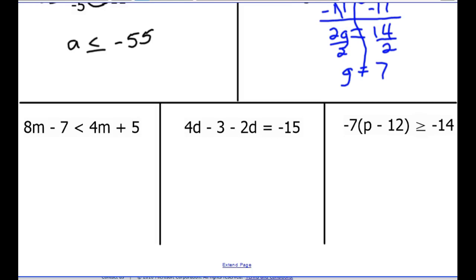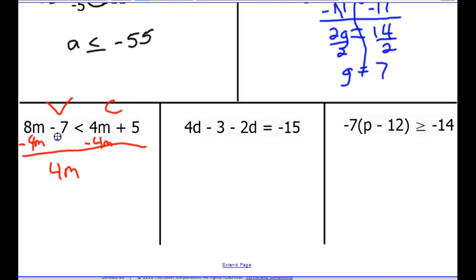Our next problem, we have variables on both sides. We have m's on both sides. This one is an inequality because there's a less than symbol. Now when we're solving this, we always want to get our variable to the left side. So we need to create a variable side and a constant side. The variable side should always be on the left. So we need to move this 4m over to our 8m. So because this 4m is positive, we're going to subtract 4m. So then we get 8m minus 4m, which is 4m.